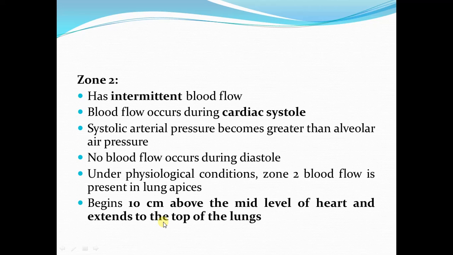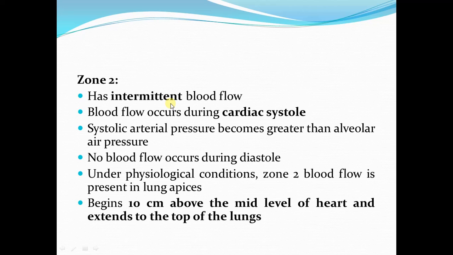Now the zone 2 blood flow. Zone 2 blood flow is the intermittent blood flow. Intermittent blood flow means the blood flow will occur through some part of the cardiac cycle and it will not occur through some part of the cardiac cycle. That is, the blood flow will occur during systole and it will not occur during diastole.